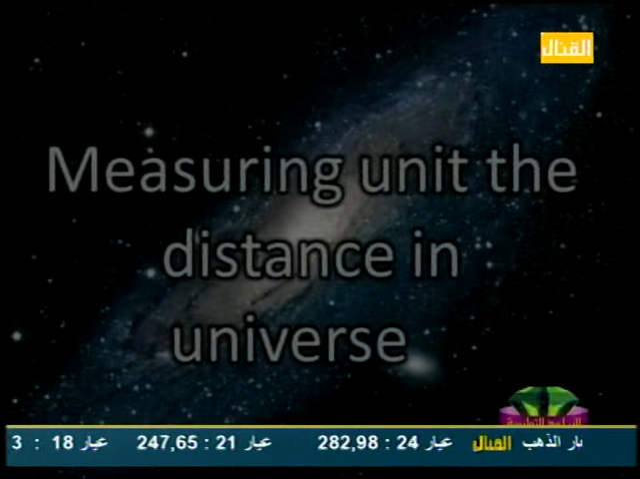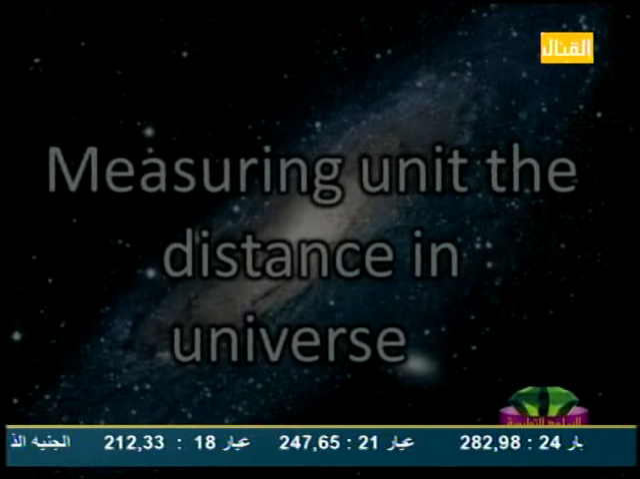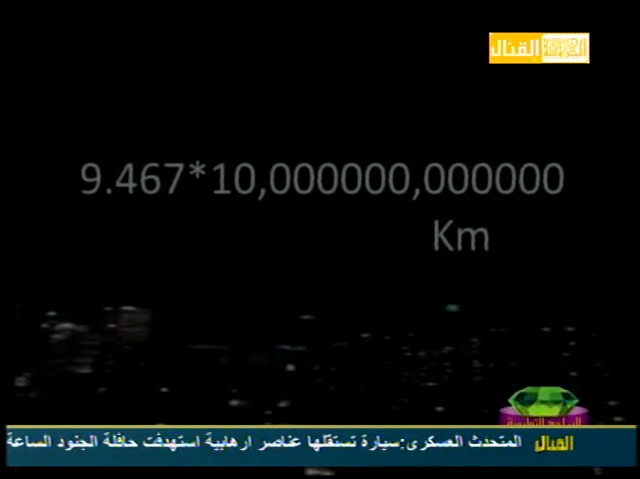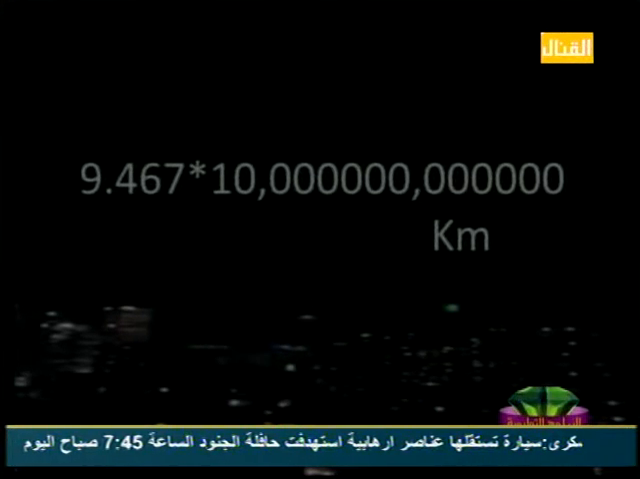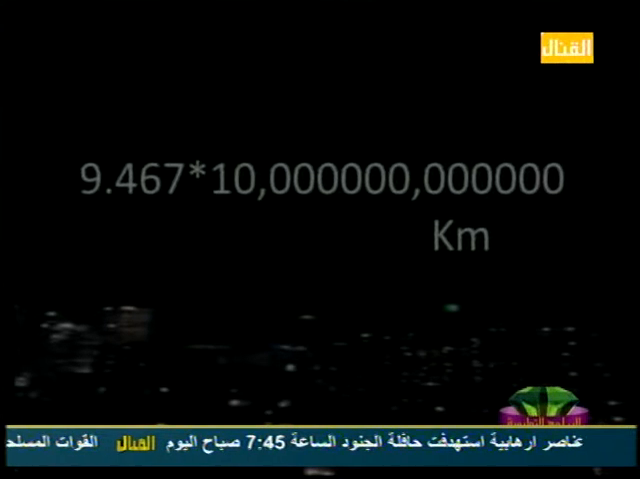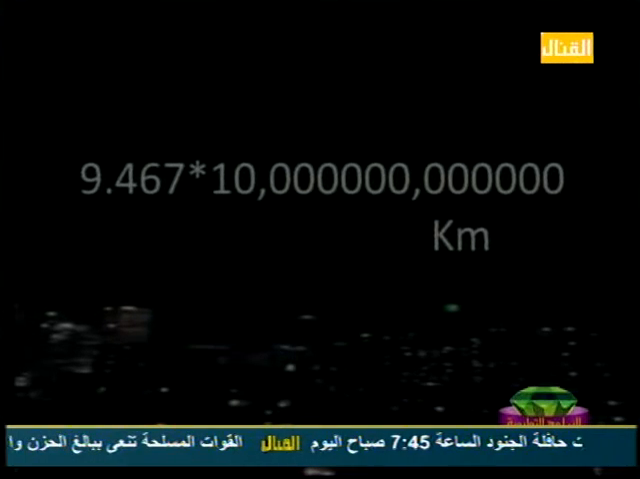Measuring unit of the distance of the universe. Do you know what this unit is? Yes, my dear, light year. Light year means the distance covered by light in 1 year. It's most often used when expressing the distance between stars and other galaxies, because the universe is wide and deep and we can't measure by the normal method. We need light year, which equals 9.467 by 10 power 12 kilometers.